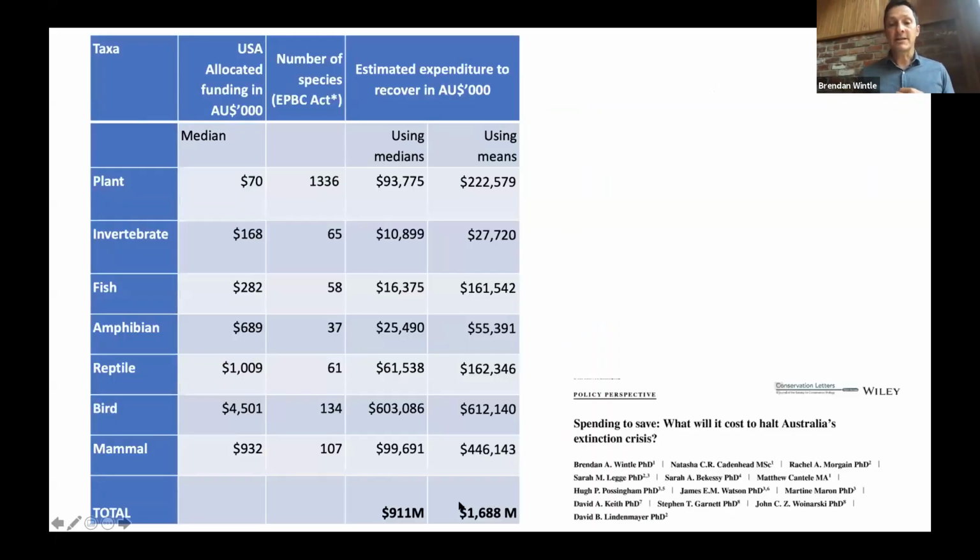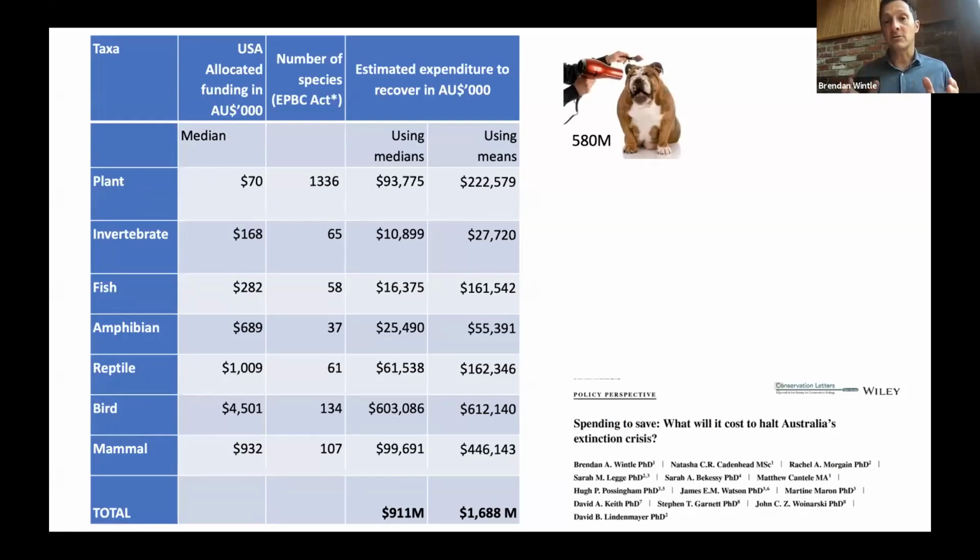Recently, we worked out what it would take. I won't bore you with the details of this table, other than to say that when you think about what you need to spend for each of these broad taxonomic groups, we calculate that about $1.6 billion a year is required to recover our listed threatened species, which sounds like a lot of money.